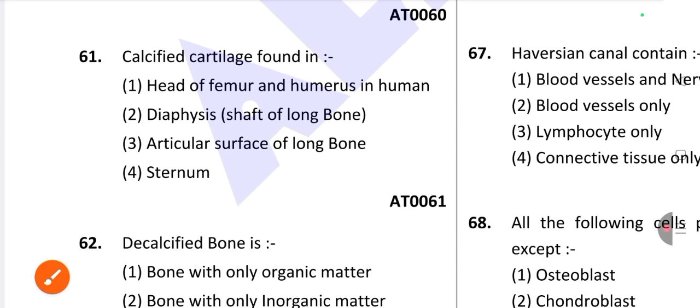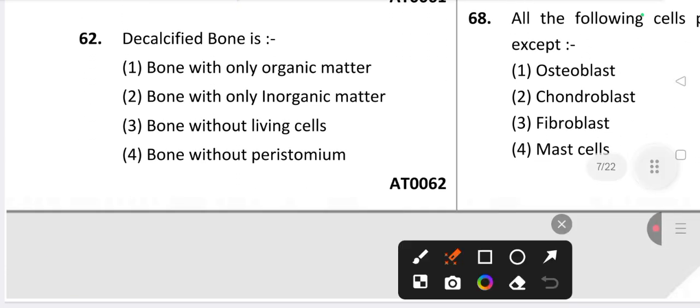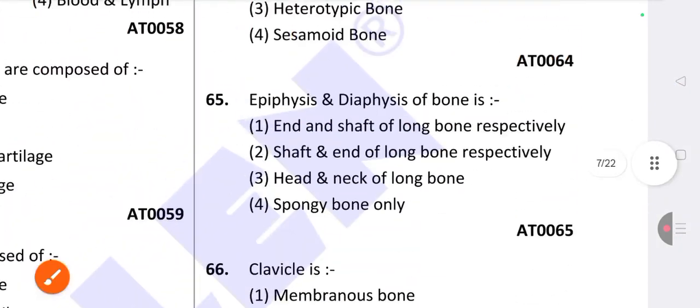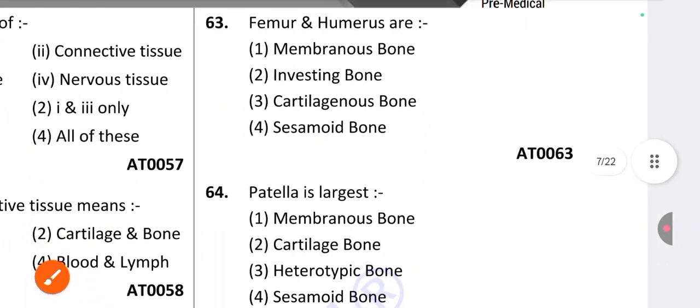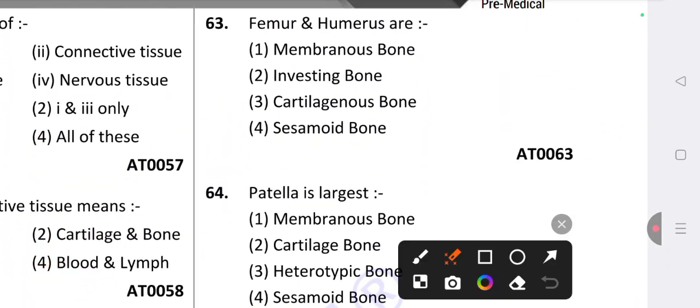Next, decalcified bone is. So what is meant by decalcified bone? It is bone with only inorganic matter. So calcified means with organic and decalcified means inorganic matter. Next, 63rd question. Femur and humerus. So these are cartilaginous membranous investing sesamoid. So कौन सा है? Answer is option 3 cartilaginous bone.